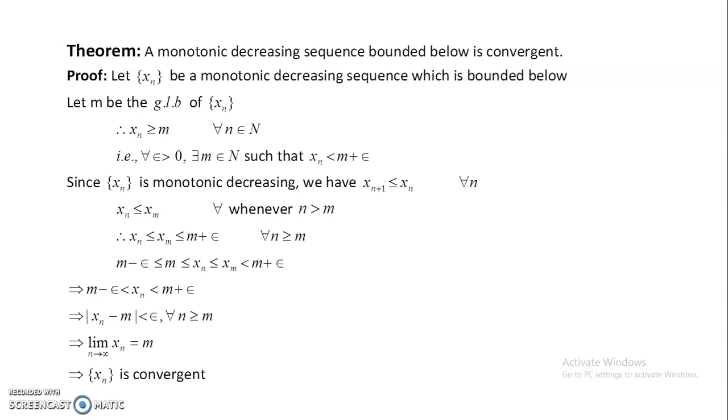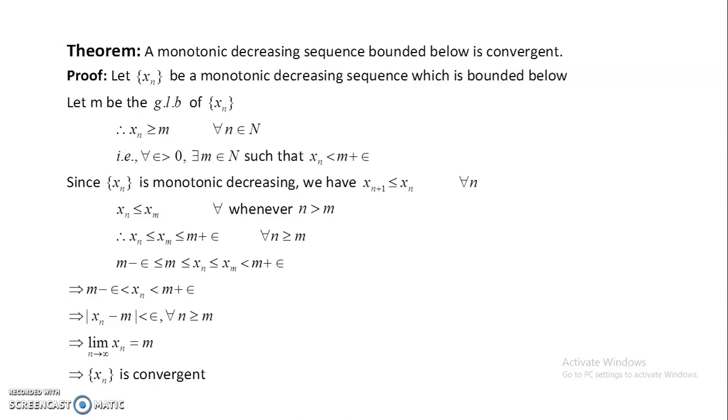Then the next property we have is monotonic decreasing: a monotonic decreasing sequence bounded below is convergent. It means every monotonic decreasing sequence which is bounded below is convergent. We want to prove it here. So let xn be a monotonic decreasing sequence which is bounded below.